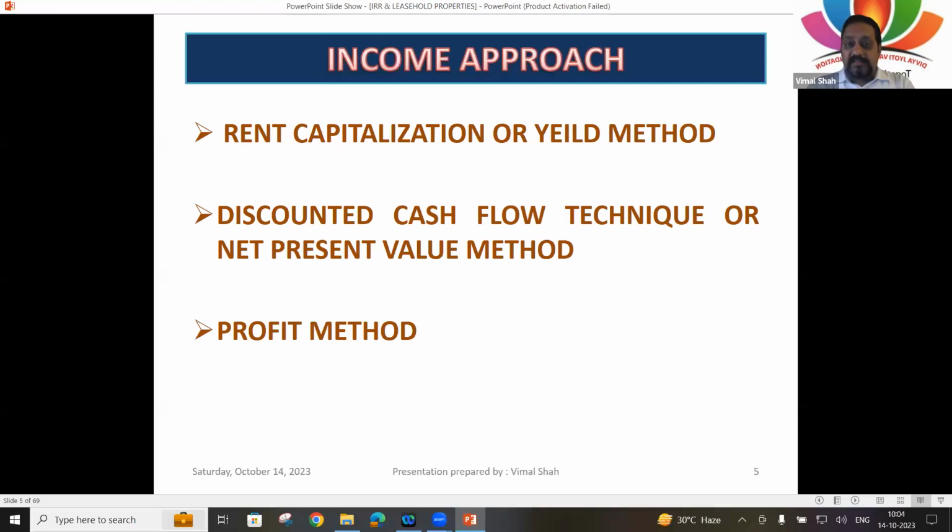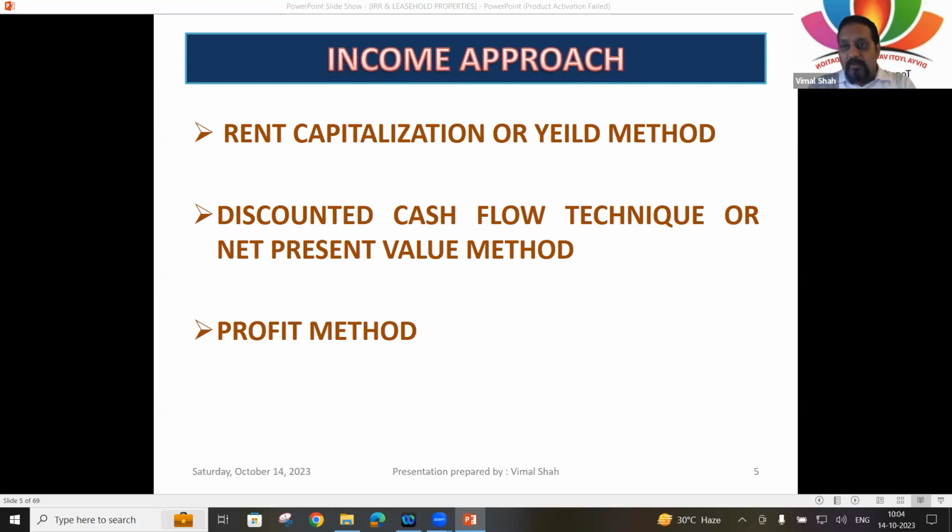Then we will be seeing the discounted cash flow technique or net present value method. That is where I'll be taking IRR, from this DCF technique. And then we have the profit method of valuation. So here we are going to discuss first about IRR, that is the internal rate of return, discounted cash flow technique.